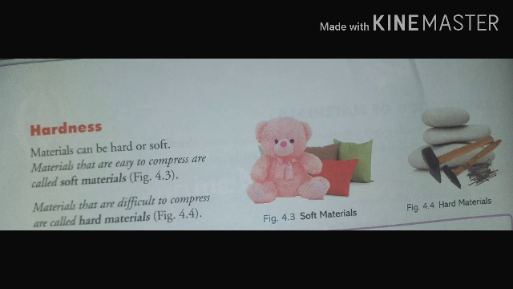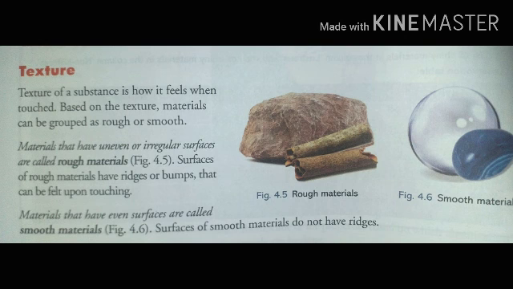Second property is hardness. There are different types of material. Some materials can be hard and some can be soft. Soft materials are those that are easy to compress, जो easily compress हो जाते हैं. And the materials that are difficult to compress are known as hard materials. In the picture you can see soft material and hard material. Soft materials include teddy bear and pillows, and hard materials include stones.